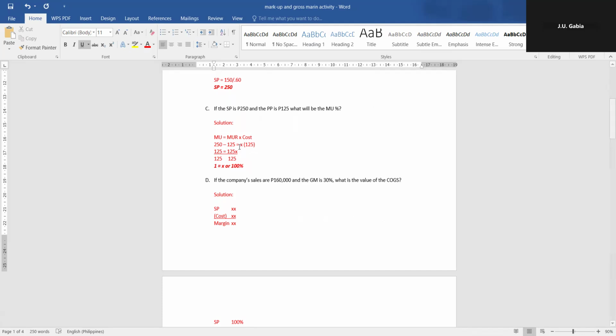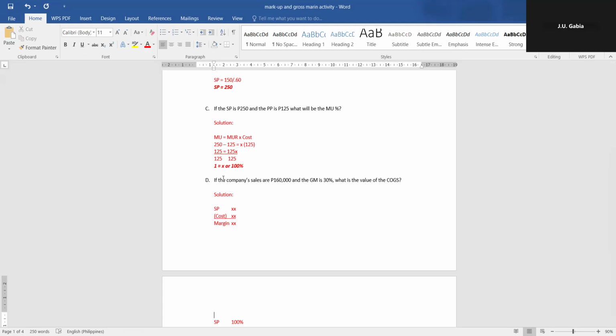Now in order to eliminate, so that only X remains, all we need to do is to cancel. We will divide both sides by 125 so that the X will equal 1. So 125 divided by 125 is equal to 1. Right? Then the 125 that is the partner of X cancels. So X here is 1 or 100%. If we convert 1 into percentage, that is 100%.